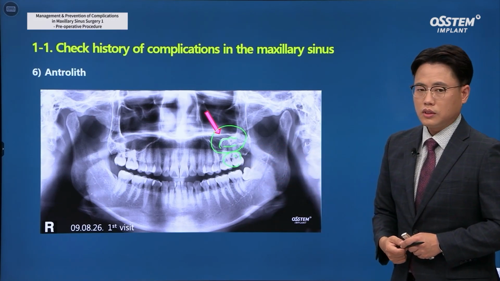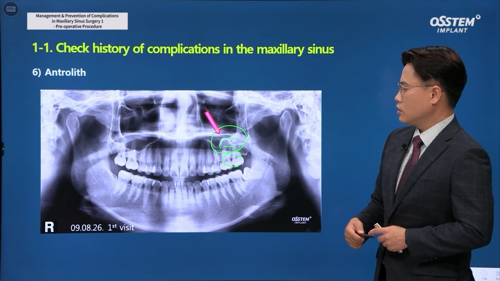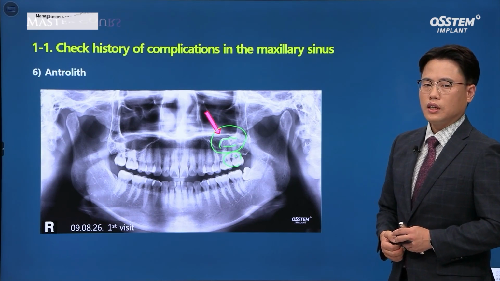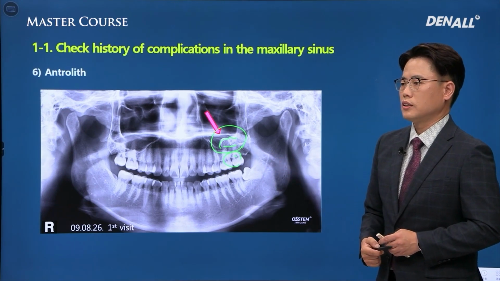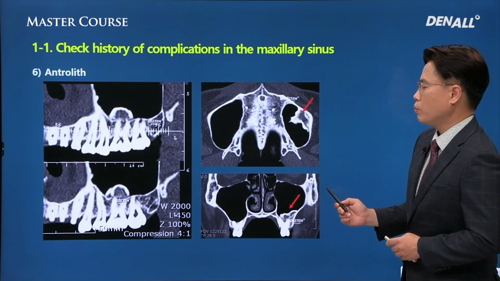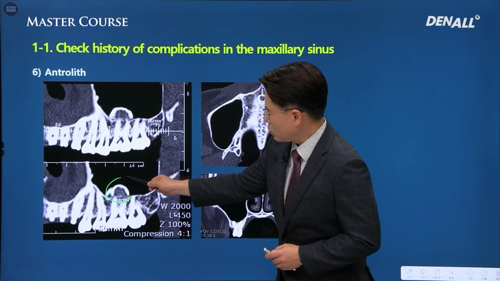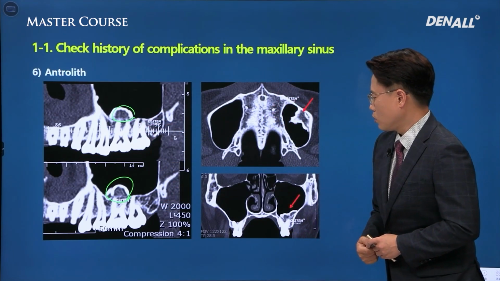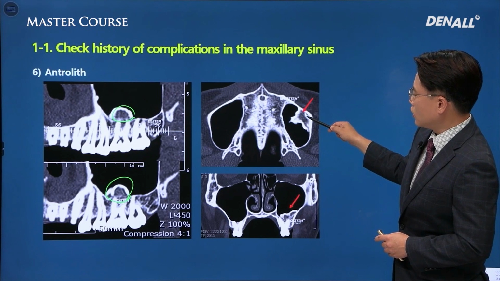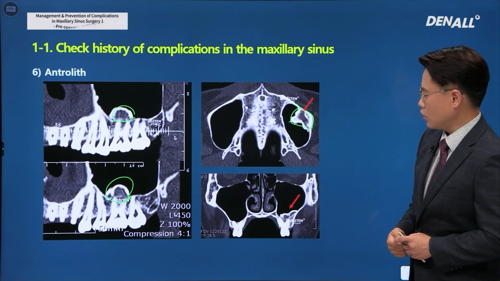If number 26 and 27 are missing and if sinus graft is necessary, then the antrolith must be removed. You can check this on CT rather than panoramic image as well. It is right below the sinus. It is positioned towards the lateral wall, which we need to approach.